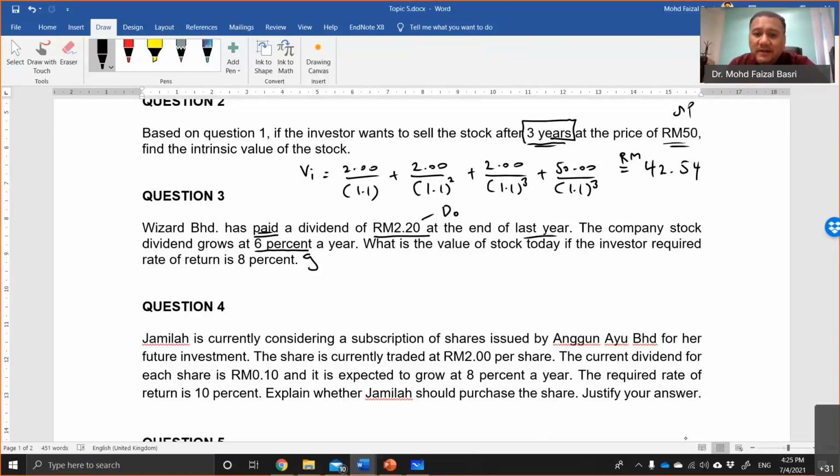The question asks to find the value of stock today. So this is another term they use, the value of stock today, which is actually the intrinsic value. If the investor's required rate of return is 8%, so this is our K.